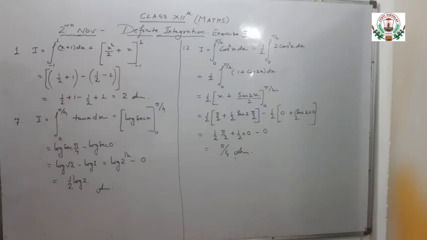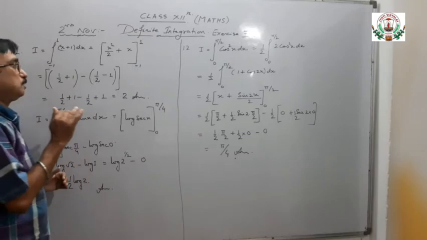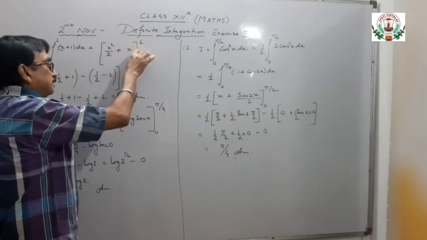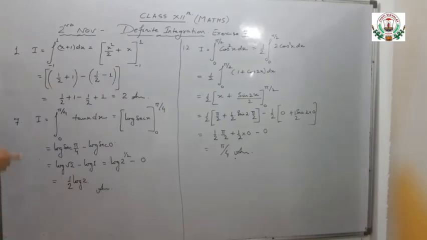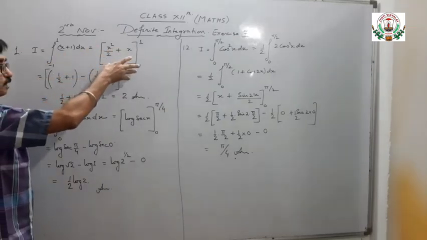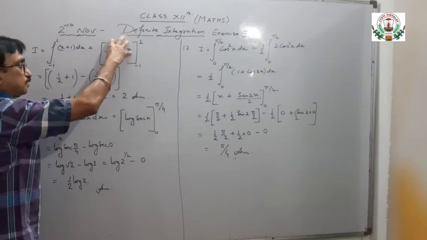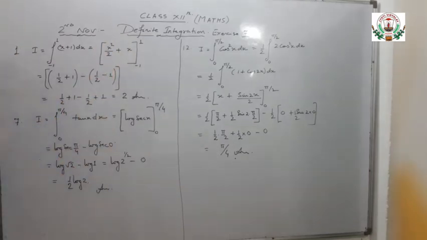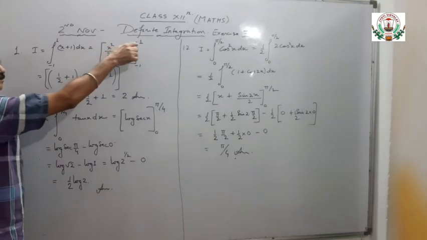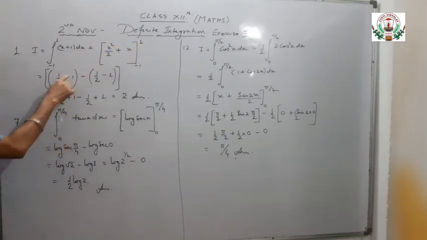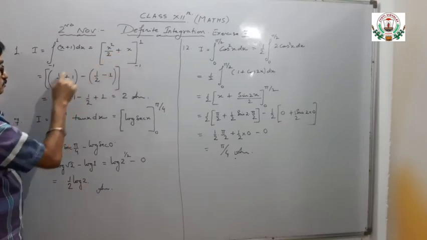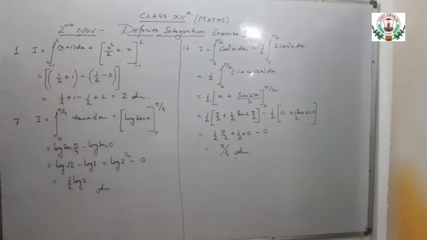After this integration, the only thing we have to do is substitute the upper limit and the lower limit in place of the x. So upper limit minus lower limit. Our complete function after integration is x square by 2 plus x. So upper limit is 1: 1 square by 2 plus 1, so it becomes 1 by 2 plus 1. Now the upper limit we have already substituted.